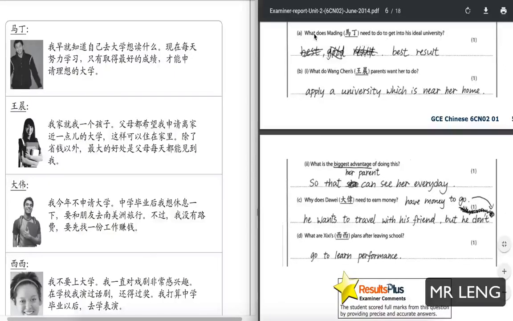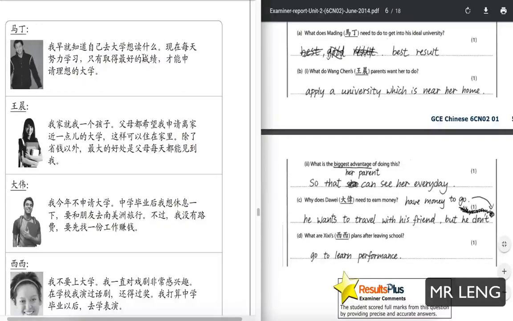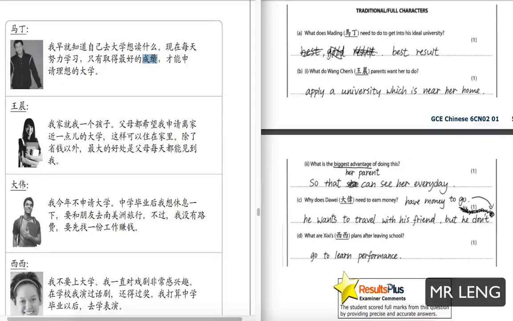A. What does Ma Ding need to do to get into his ideal university? So, first of all, you need a 成绩, the grade, yes? It's just any kind of grade? No. You can't get into an ideal university without the best grade. So the answer is best grade. It's very interesting that this year, if you've written down "good grade", actually the examiner is not going to accept that answer. It's because this question is quite easy.